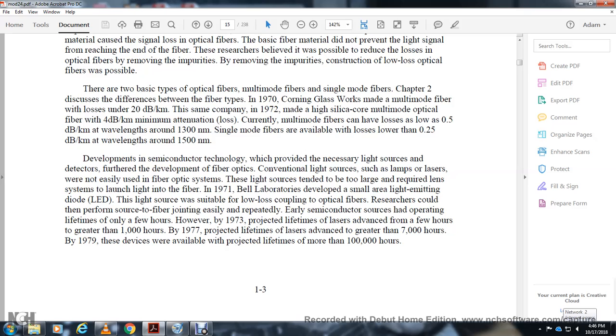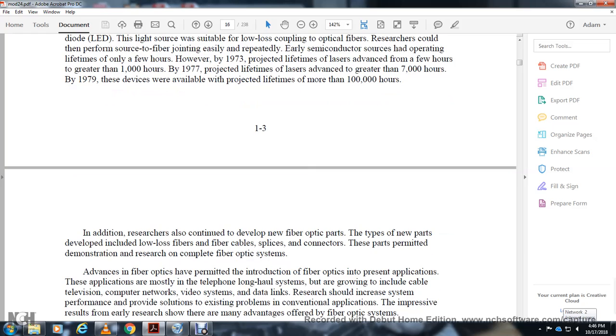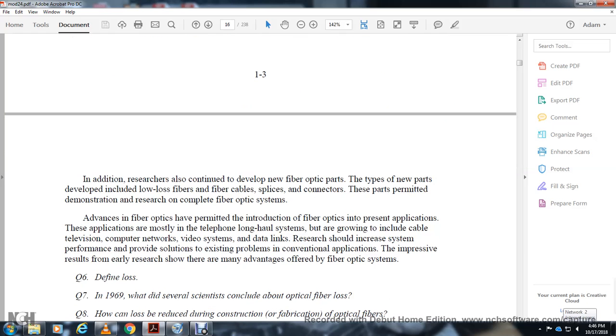However, by 1973 the projected lifetime of lasers advanced to a few thousand hours, greater than 1,000 hours. In 1977, the projected lifetime of lasers advanced to greater than 7,000 hours. In 1979, devices became available with projected lifetimes of more than 100,000 hours. In addition, researchers also continued to develop new fiber optic parts.